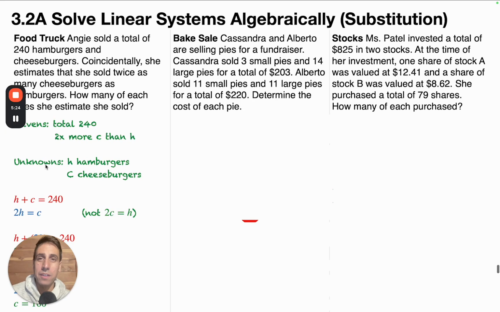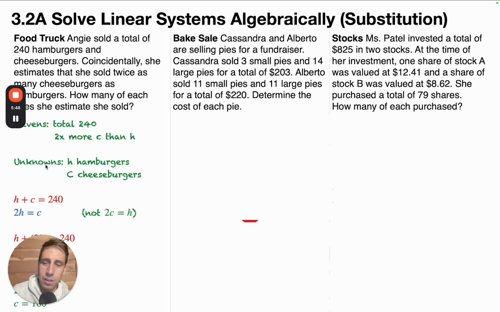Next word problem, bake sale. Cassandra and Alberto are selling pies for a fundraiser. Cassandra sold 3 small pies and 14 large pies for a total of $203. Alberto sold 11 small pies and 11 large pies for a total of $220. Determine the cost of each pie.